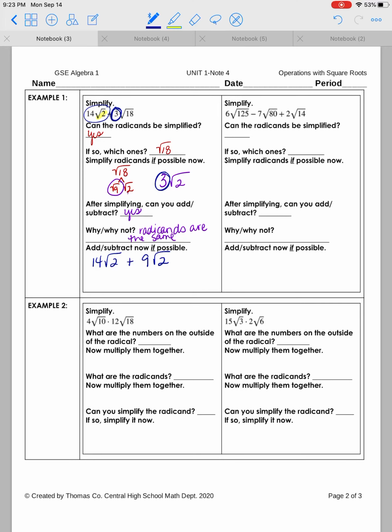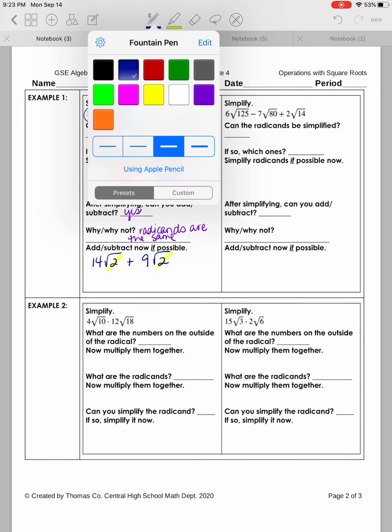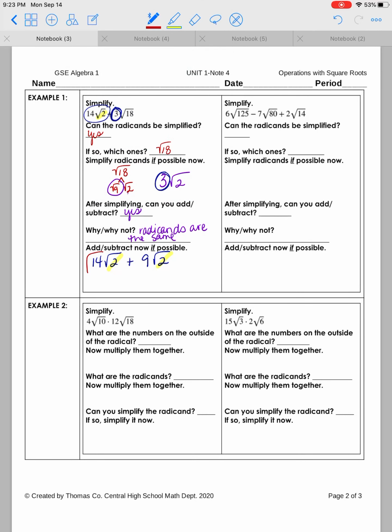Now I can, again, add these. My radicands, square root of 2, square root of 2, that's the same. So since they're the same, all I'm going to do is take my outside numbers and I'm going to add them. 14 plus 9 gives me 23 square roots of 2. And that is my answer.